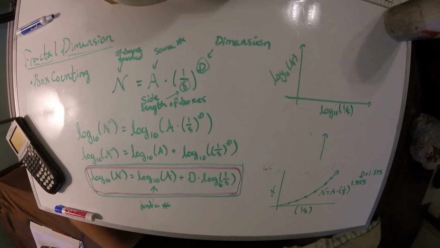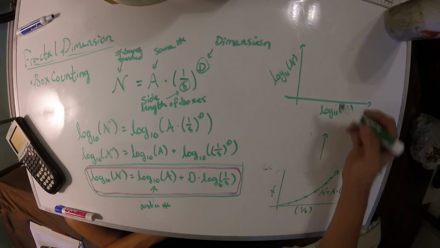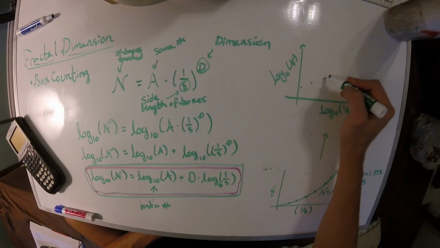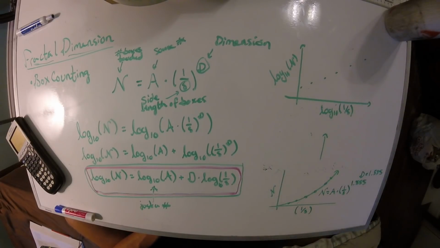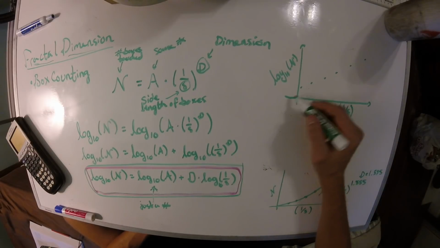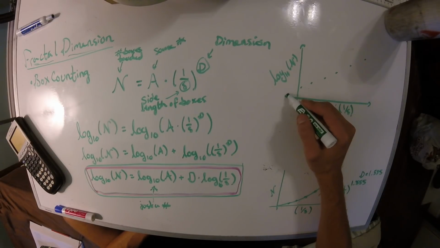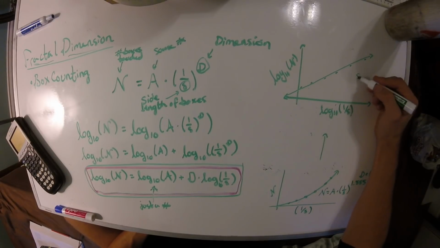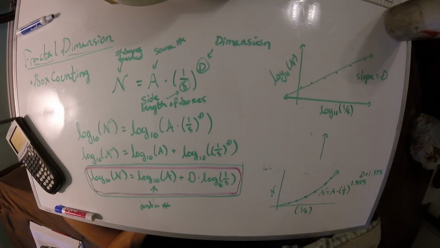So if you count up your boxes at a bunch of different side lengths, what you're going to get is a line, and that line is going to have slope equal to d.